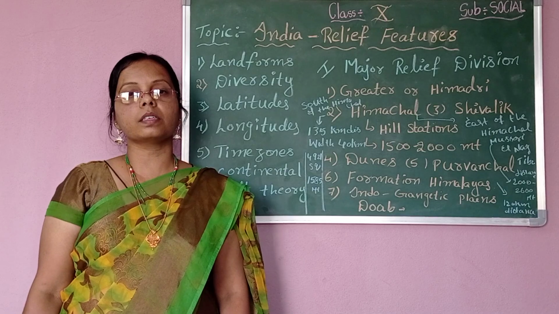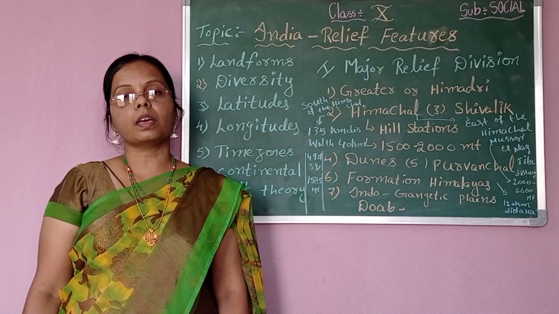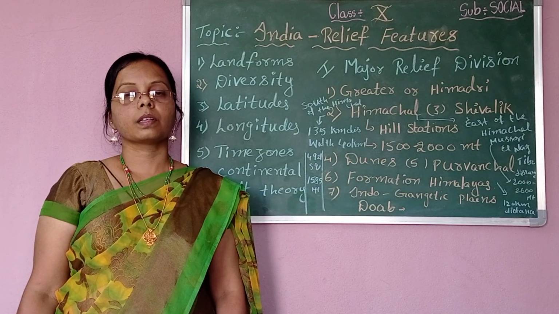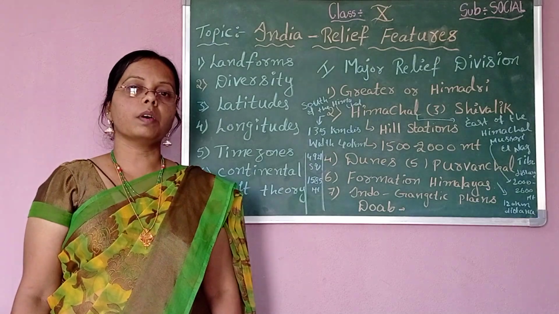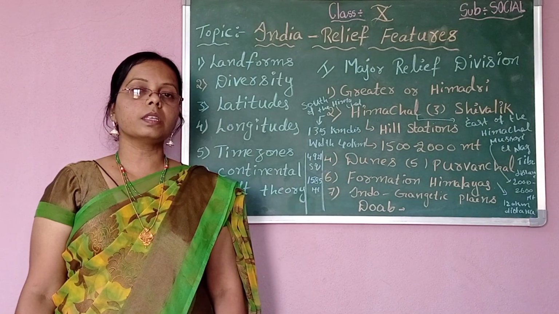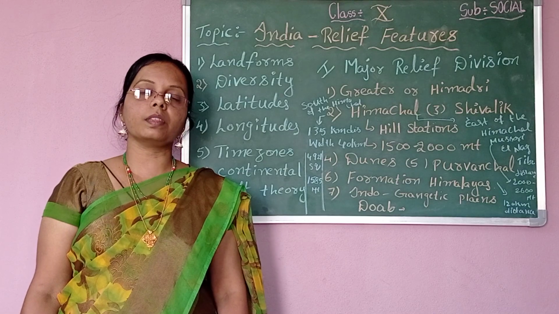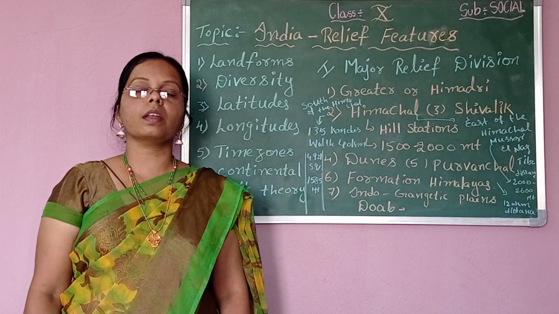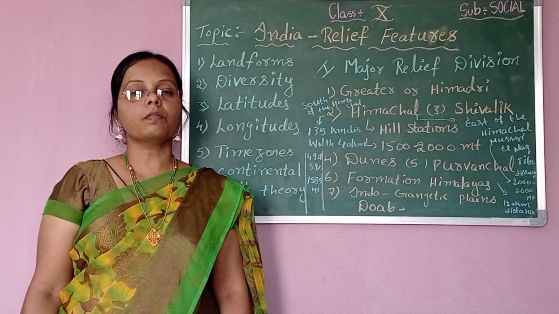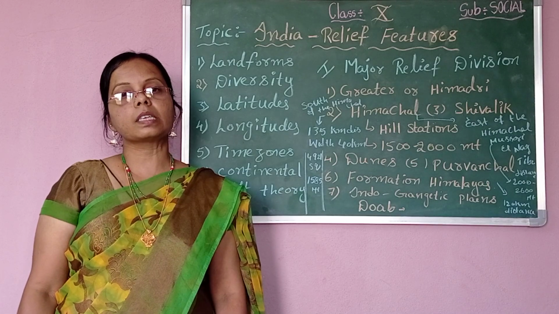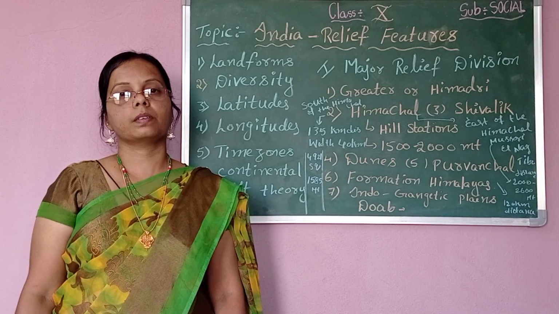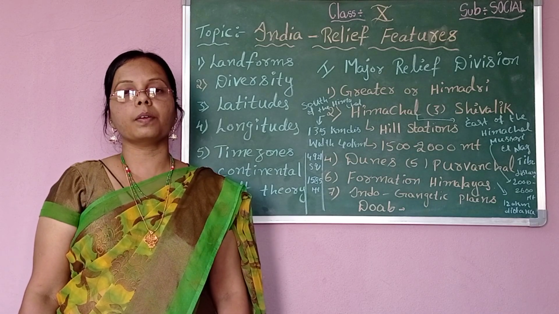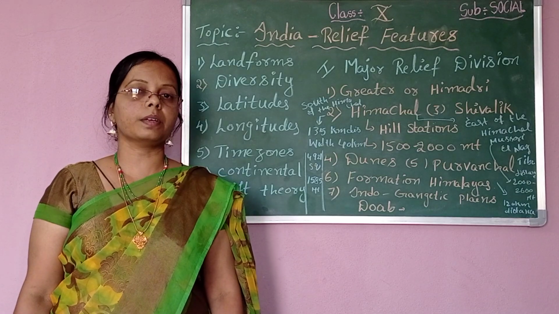And the second range is Himachal. It has other names like Middle Himalayas or Lesser Himalayas. This Himachal range lies south of the Greater Himalayas and north of the Shivaliks. The width of this Himachal range is 60 to 80 kilometers. The height of the Himachal range is 3,500 to 4,500 meters.